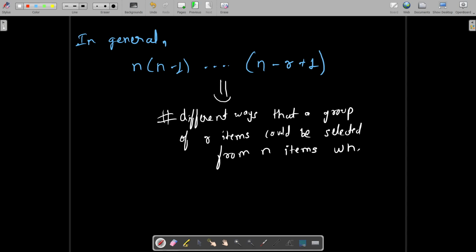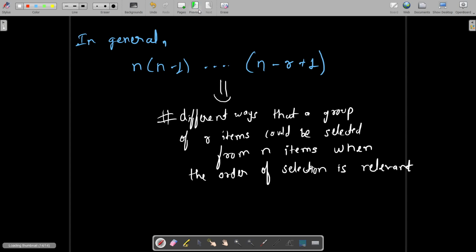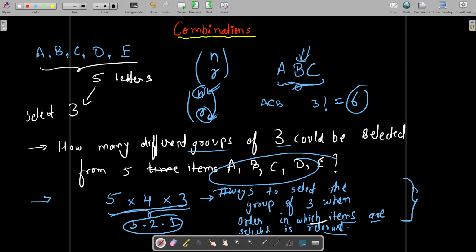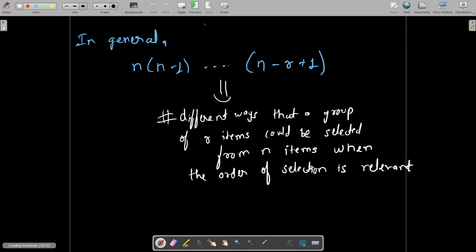And most important, when the order of selection is relevant. Now let me try to take up the curtains. Here I wrote order of items is relevant, but when I define nCr, I will define again formally in one of the next slides. I said order of selection is not relevant. What is this? So firstly let me go step by step.